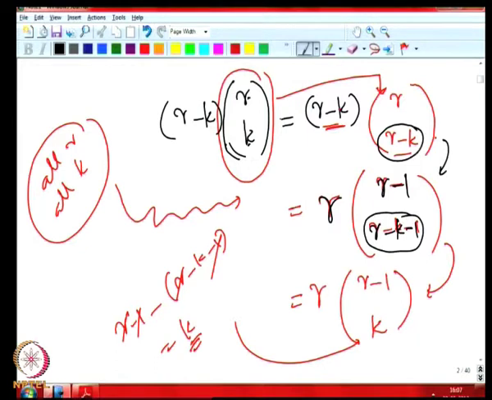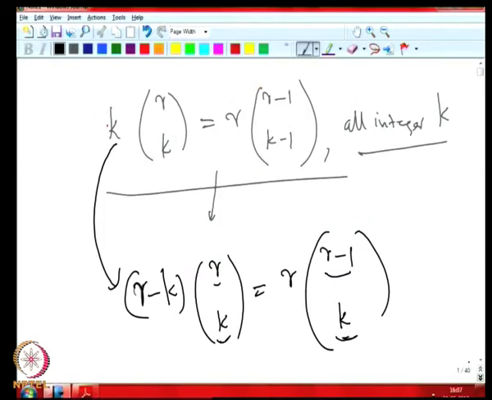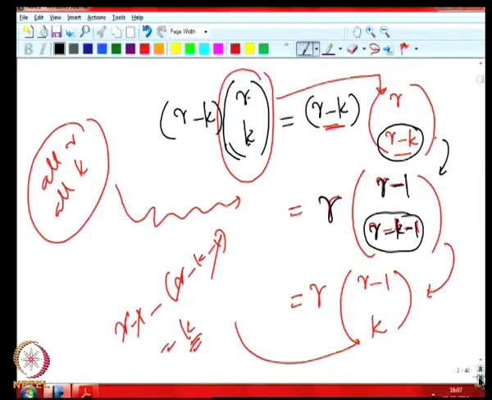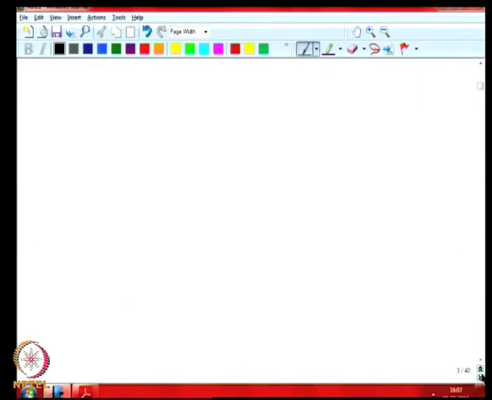Then how do we say that this companion to the absorption identity, namely this one, works for all integers k, that means there is no restriction on r? That is what we claimed initially. The proof doesn't seem to say that right here, but here we learn a new technique.